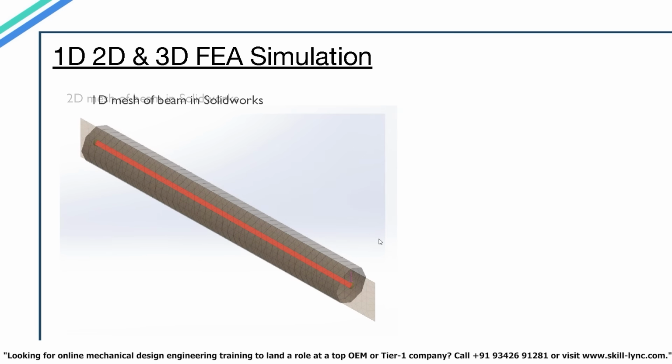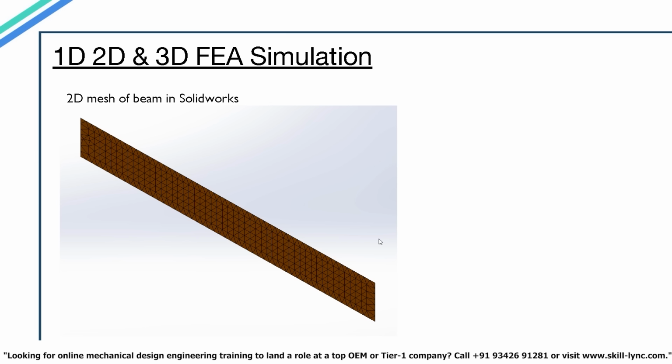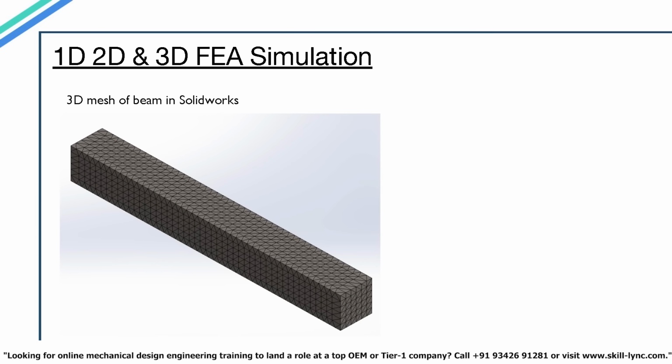If we discretize using surface elements such as triangles or rectangles, then it is considered as a 2D element. 2D meshing is generally done in SOLIDWORKS using the shell option. The image shown on your screen is a 2D mesh of the same beam which we used for 1D meshing. And if we use solids like tetrahedrons or cuboids for discretization, it is considered as a 3D element. These elements are used to discretize 3D models and mesh them. We shall look into each of these types individually.